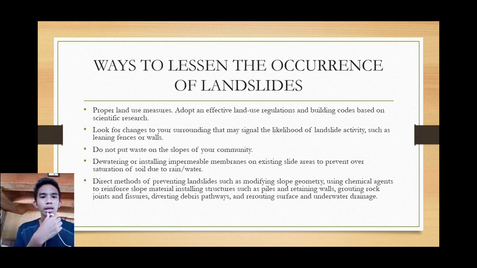Dewatering or installing impermeable membranes on existing slide areas to prevent oversaturation of soil due to rain or water. Direct methods of preventing landslides such as modifying slope geometry, using chemical agents to reinforce slope material, installing structures such as piles and retaining walls, grouting rock joints and fissures, diverting debris pathways and rerouting surface and underwater drainage.